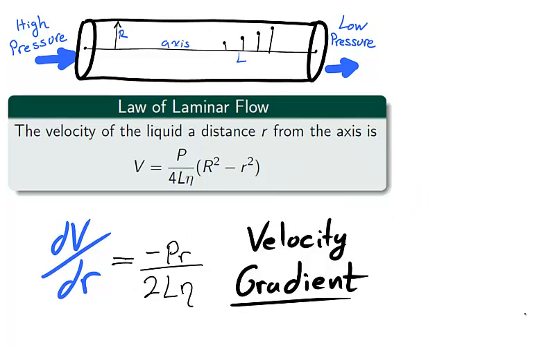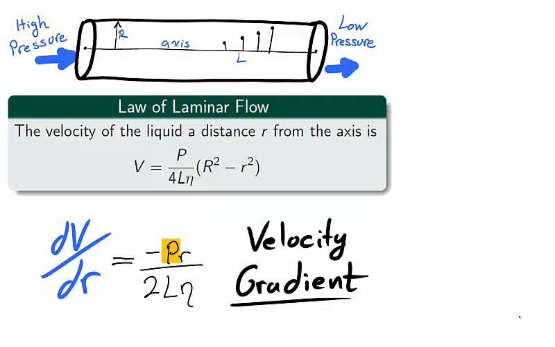Recall that our variable is little r, the distance a point is from the axis, and the velocity gradient measures the change in speed as we move a point away from that axis. Also notice that the actual radius big R plays no part in the velocity gradient. As the point moves farther away from the axis, little r increases, and the velocity gradient becomes more negative. That is, as you get closer to the wall, the speed of the liquid decreases.